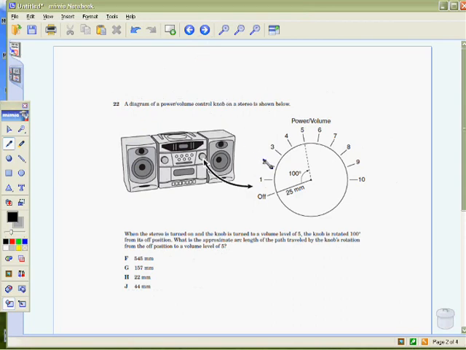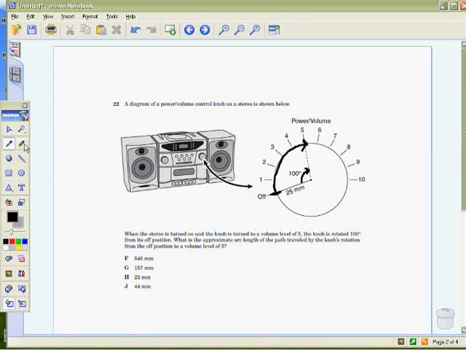Number 22. A diagram of a power volume control knob on a stereo is shown below. When the stereo is turned on and the knob is turned to a volume level of 5, the knob is rotated 100 degrees from its off position. What is the approximate arc length of the path traveled by the knob's rotation from the off position to the volume of level 5? So here we are at off. We're going to rotate this knob 100 degrees to this volume level of 5.